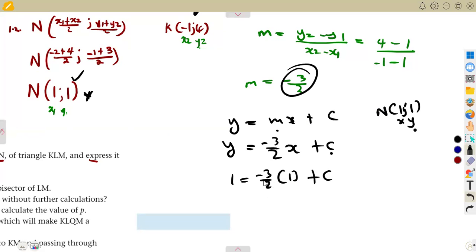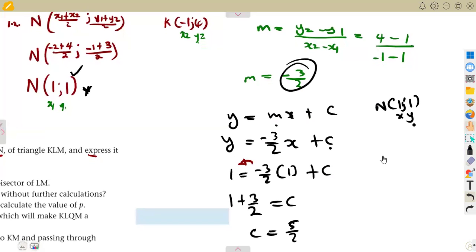Minus 3 over 2 times 1, that's minus 3 over 2. We transpose it to this side. It becomes a positive because it was negative. The moment it crosses, that's a positive there. So C was going to be 1 plus 3 over 2. You're going to obtain 5 over 2 on your calculator. So that's the value of C.